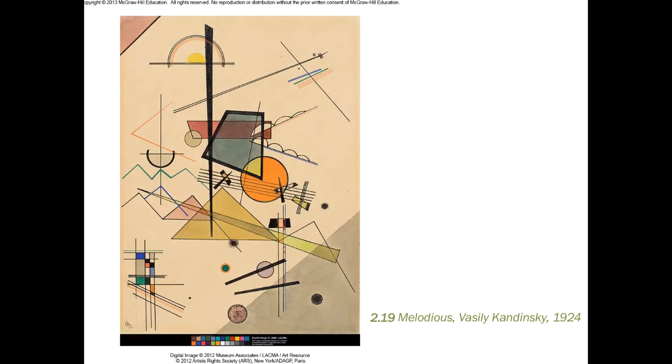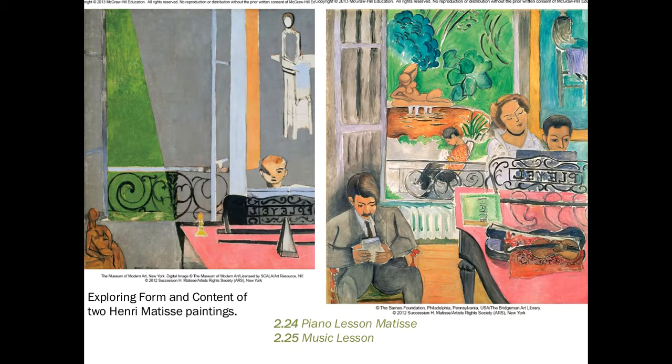Okay, last one on abstraction is Vasily Kandinsky. This is Melodious. This is actually him in 1924 attempting to take a piece of music and translate it into a visual form. Now this is considered representational still. It's not objective or non-objective. It is abstract.